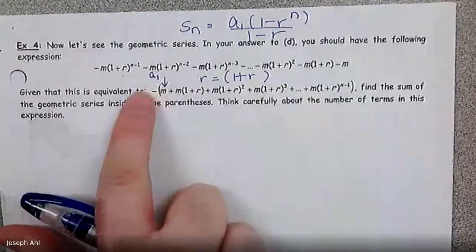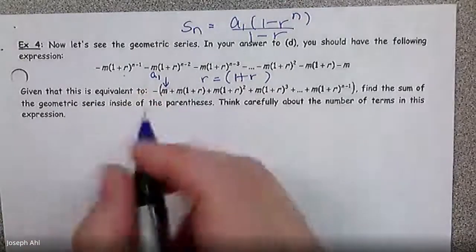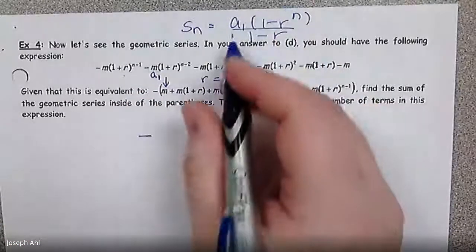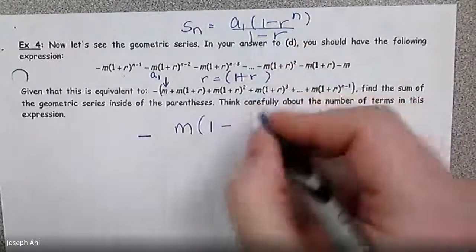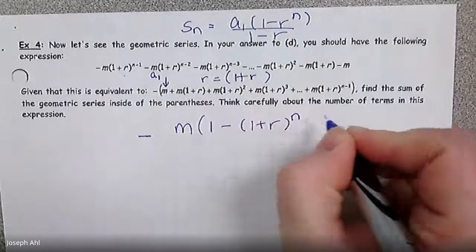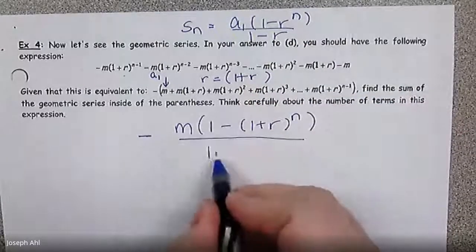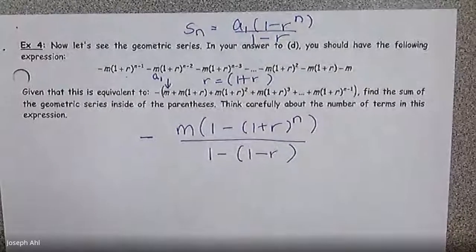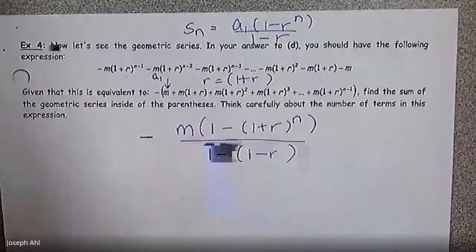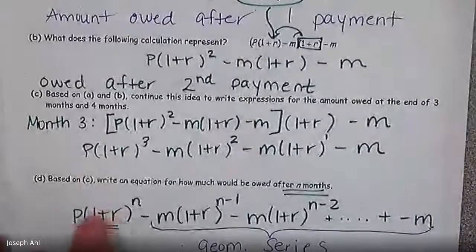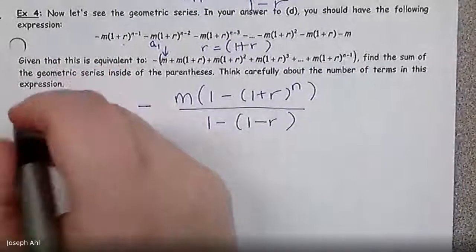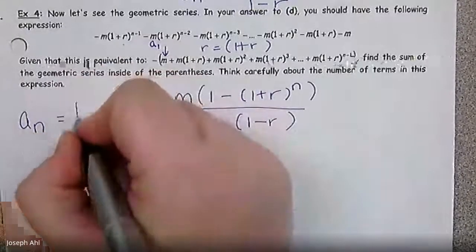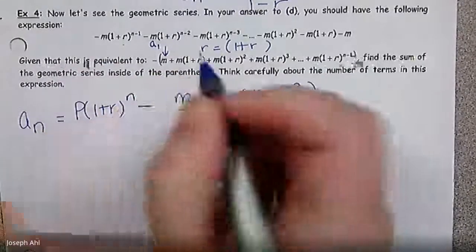Again, keep in mind that negative got factored out. So on the outside of the geometric series, I'm going to put a1, which is m, times 1 minus the ratio, which is 1 plus r to the n, and in the denominator, 1 minus 1 plus r. What am I subtracting this from? I'm subtracting it from P times 1 plus r to the n. So that's going to go out front. And this is the formula for calculating how much is owed after any number of months n.